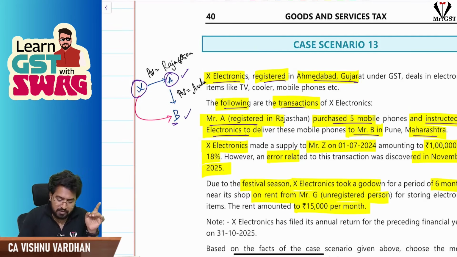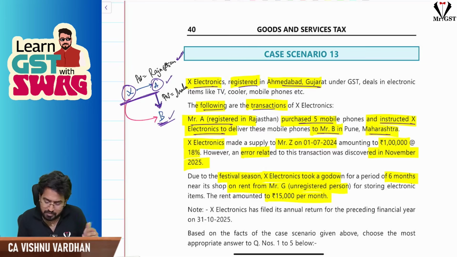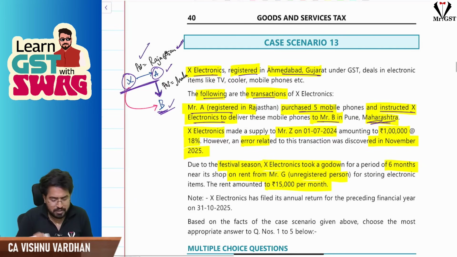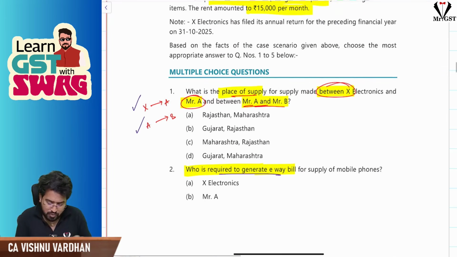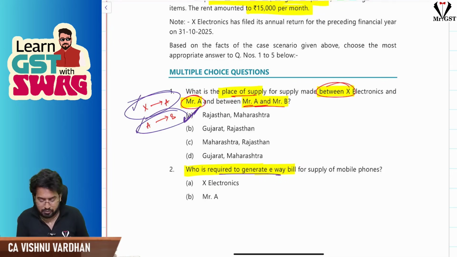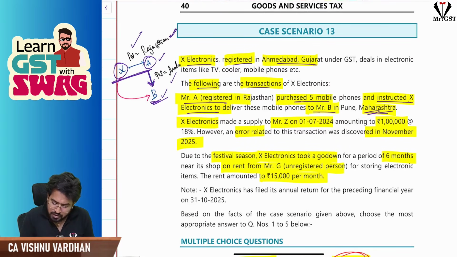So the place of supply for this transaction will be Rajasthan, A's place. And for the transaction between A and B, obviously A is billing to B and shipping to B. So goods are delivered to Mr. B in Pune, Maharashtra. That will be the place of supply. So for this transaction, place of supply Rajasthan. For this transaction, place of supply Maharashtra. Hope you got that. So Rajasthan and Maharashtra should be the answer. So for this place of supply 101B, for this 101A will be the place of supply. Okay. Right. Next.